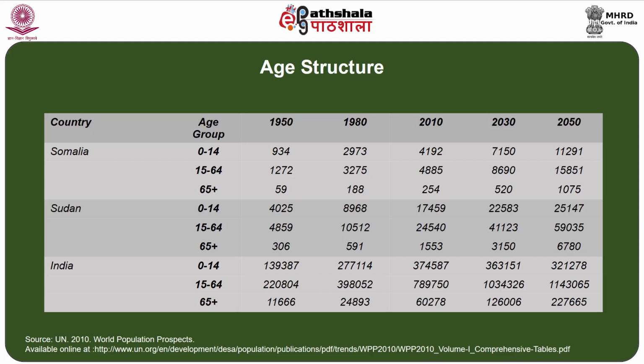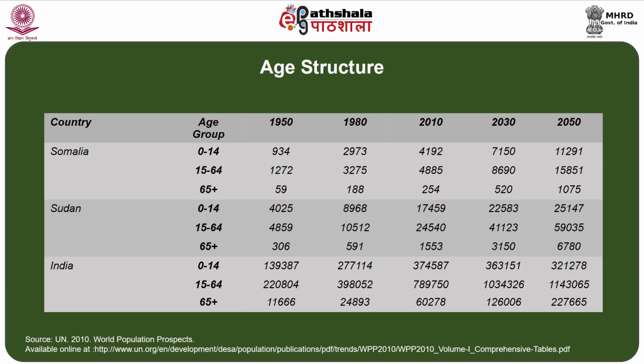In India, in 1950, the figures for the different age groups were 139,387 in the 0 to 14 age group, 220,804 in the middle age group and 11,666 for the 65 plus age group. In 2010, we see that the figures increase to 374,587 in 0 to 14 years, 789,750 in 15 to 64 years, and 24,893 for the older age group.